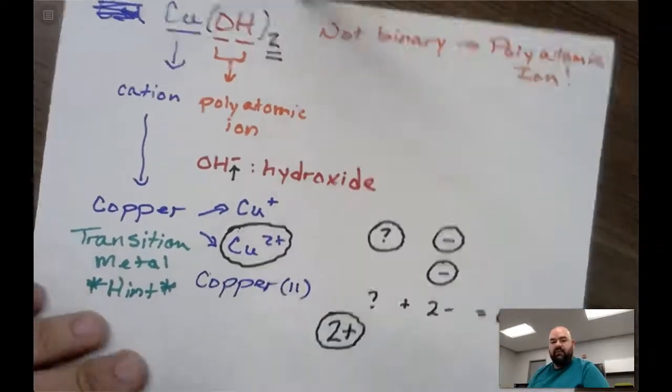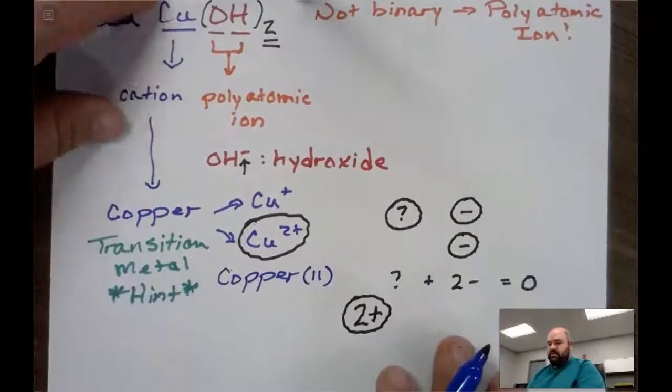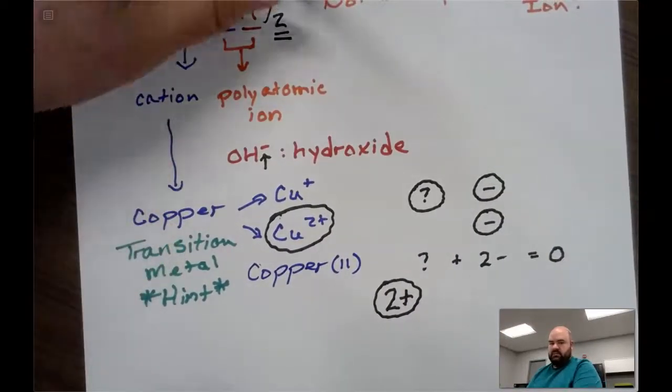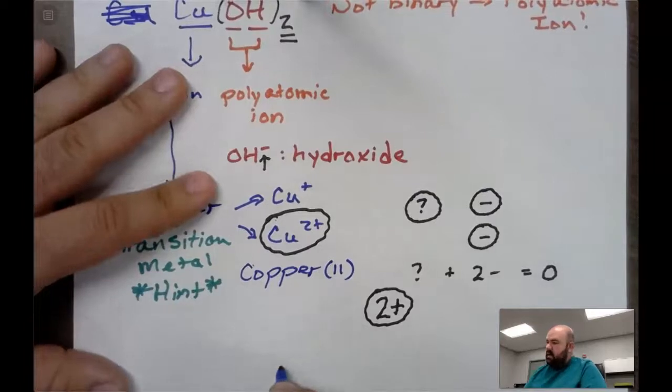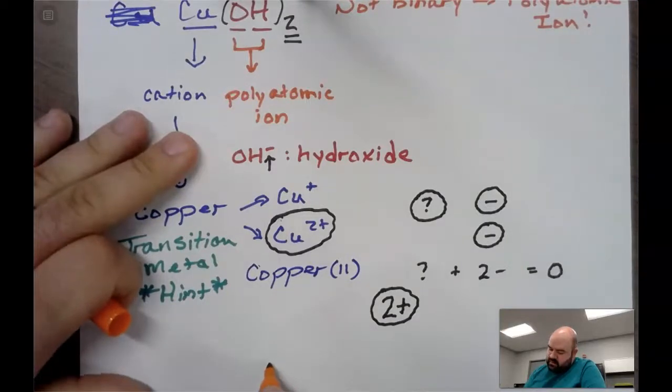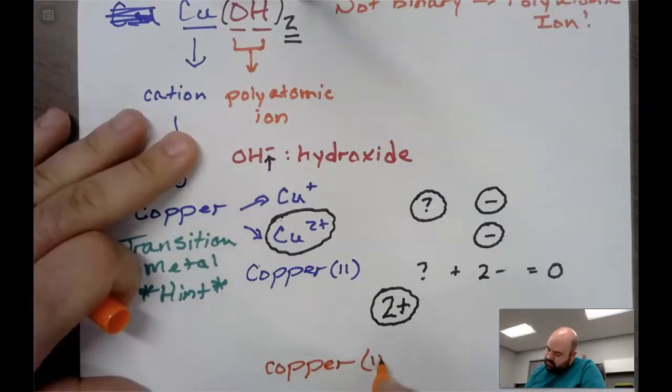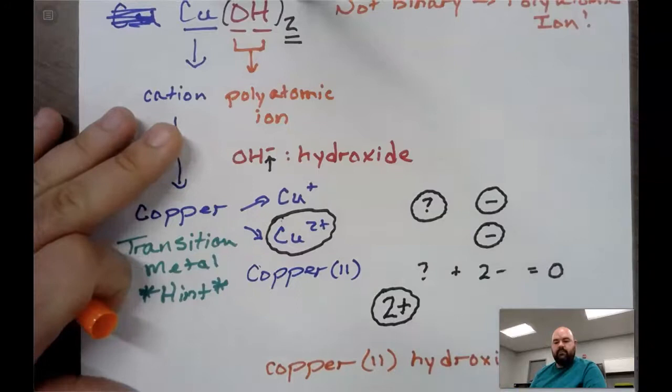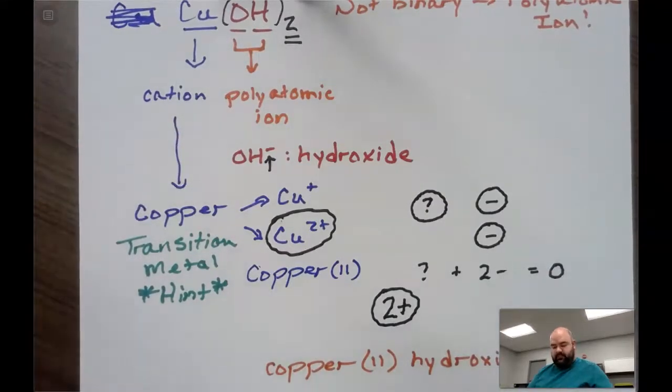And to finalize, I know I've got everything all over the place here. So to put it all together, I have my compound with a polyatomic ion called copper 2 hydroxide. Okay, and that's my final answer there. So that's how we name compounds with polyatomic ions. Like I said, it's pretty straightforward. It is just a matter of practice.